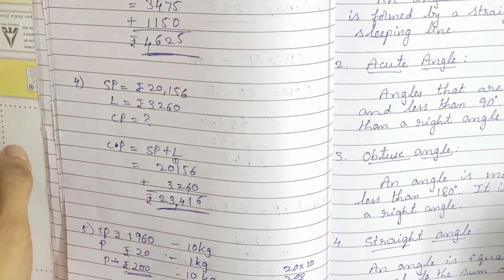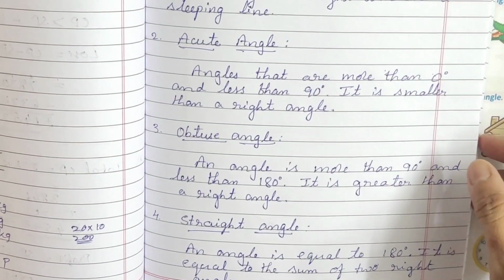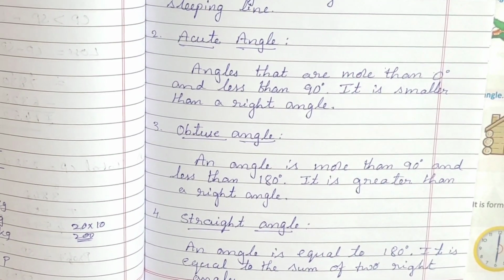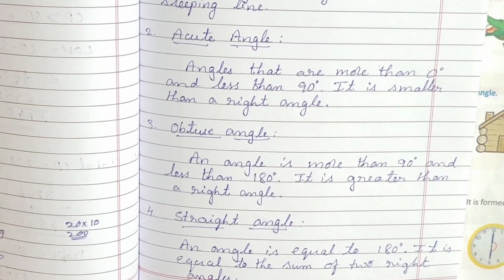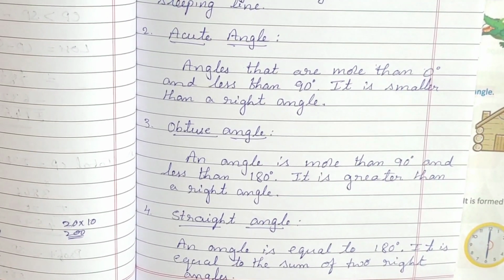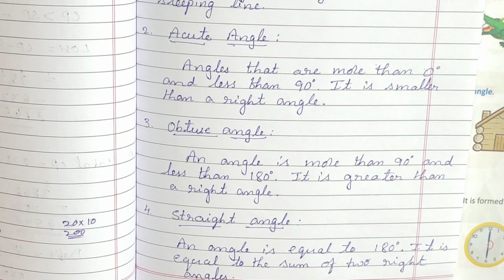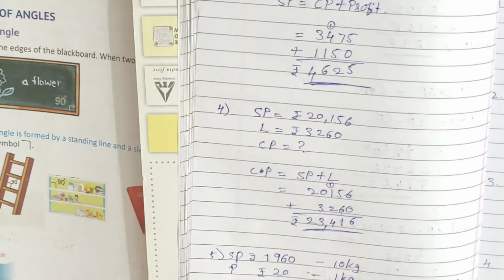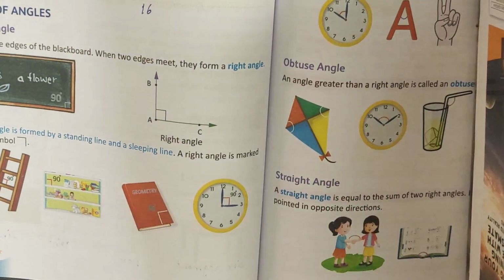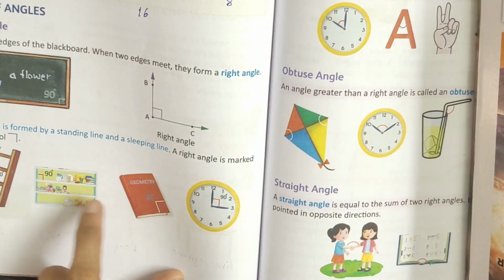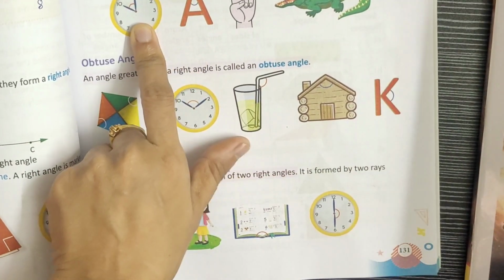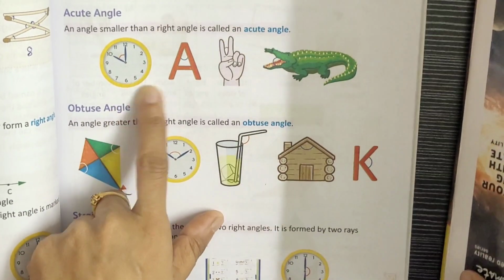Next, acute angle. What is an acute angle? Angles that are more than 0 degrees and less than 90 degrees. It is smaller than a right angle. It is more than 0 degrees and less than 90 degrees. This is an acute angle.